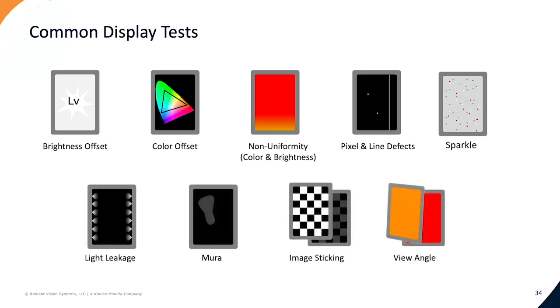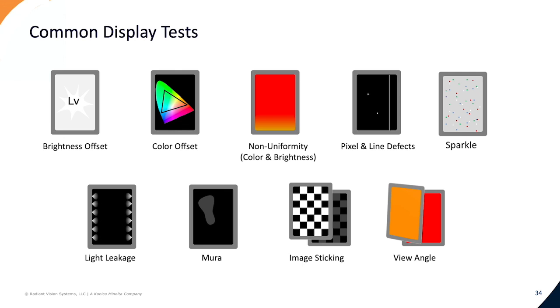Brightness and color offset are measures of the luminance and chromaticity of the display at its current setting. Non-uniformity measures if the luminance and color is the same everywhere across the display, if the display is intentionally configured that way. Pixel and line defects locates pixels which may be stuck on, dead, or not achieving their required state per the current display setting.